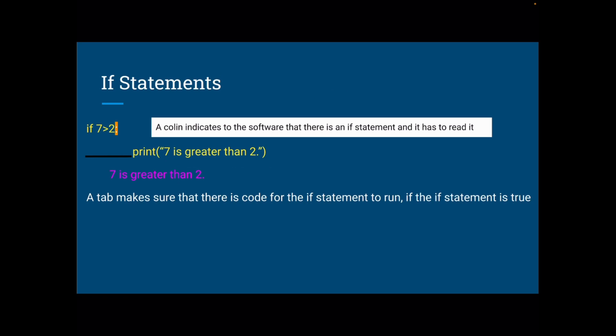A colon indicates to the software that there is an if statement and it has to read it. In this example, if 7 is greater than 2, the software AutoTabs the next line to be included into the if statement. So if 7 is greater than 2, print 7 is greater than 2, and then it prints 7 is greater than 2 with an AutoTab. A tab makes sure that there is code for the if statement to run if the if statement is true.